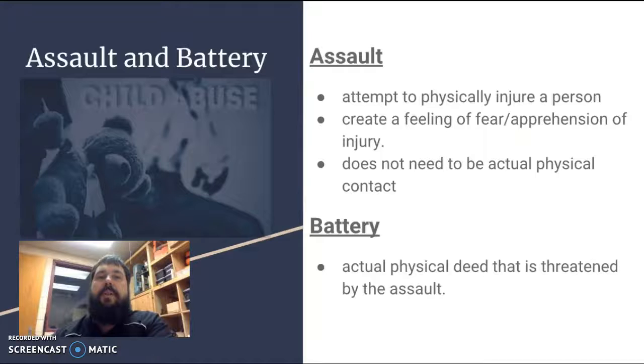Assault refers to an overt attempt to physically injure a person or create a feeling of fear or apprehension of injury. There does not necessarily need to be actual physical contact in order for an assault to occur. Battery is the actual physical deed that is threatened by the assault.